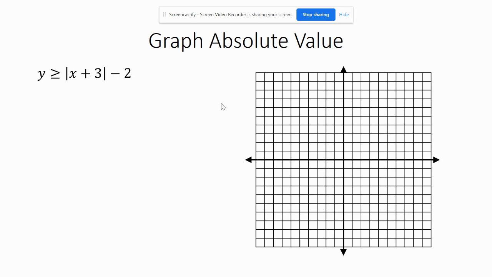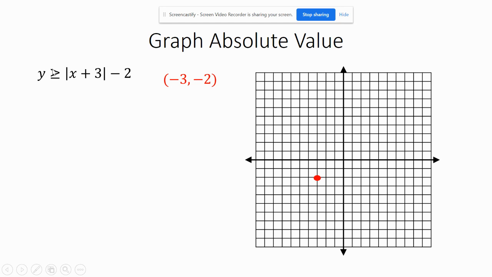Graphing absolute values. First off, just graph the absolute value of x plus 3, negative 2, which is an inside line. Remember the horizontal shift. The plus 3 as the vertex means it's at negative 3, negative 2. All right, so I'm going to put a dot at negative 3, negative 2.